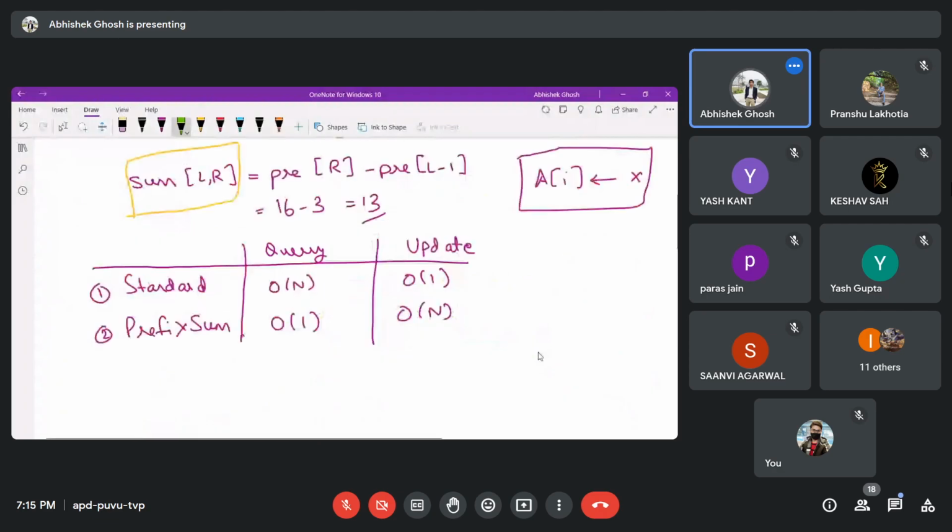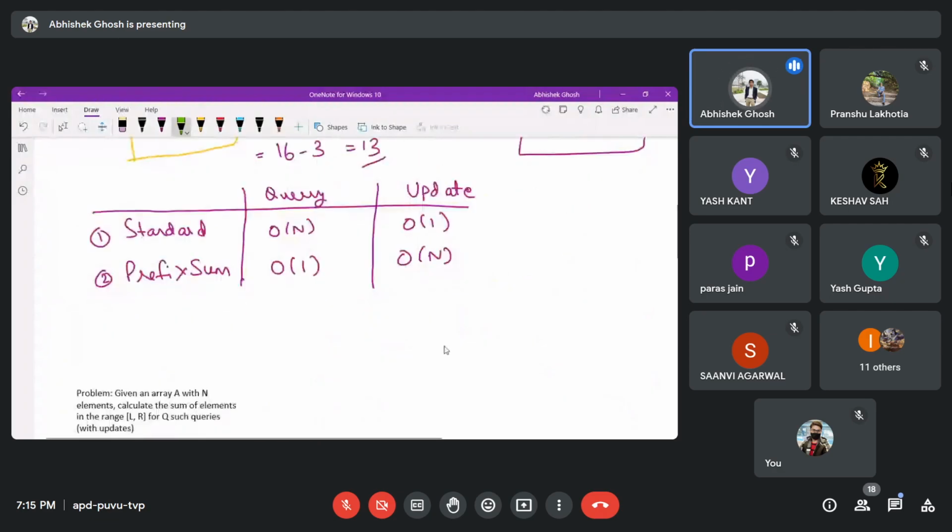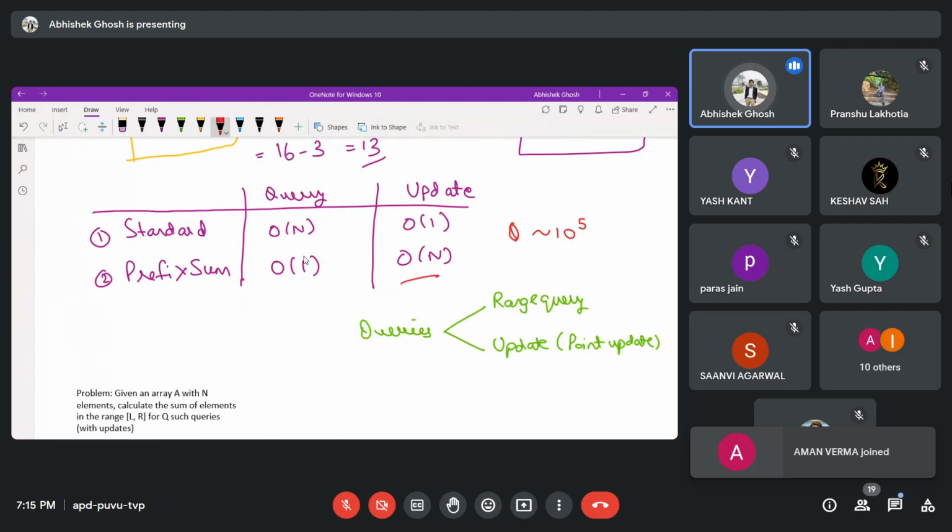The queries that I am provided are of two types. The first was a range query, and the second type of query was an update query or point update. If the value of q is very large, like q is in the range of, let's say, 10 power 5, then performing order of n operations is not possible. This will definitely exceed the time limit, and these are very slow. So I need to do better than order of n for both of these approaches, if there are updates.